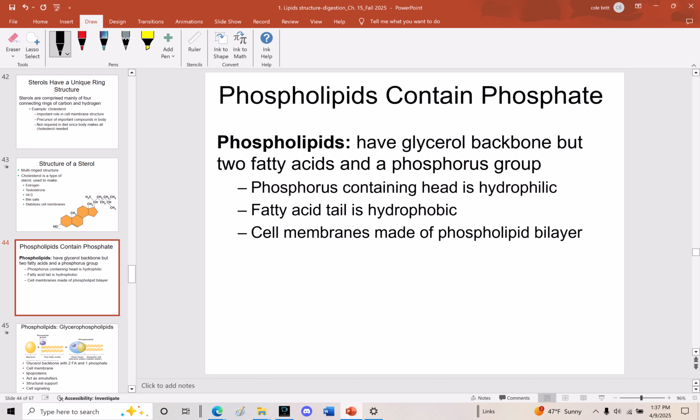But the fatty acid tail is very much hydrophobic. So these 2 fatty acids hanging off of the carbons are very much hydrophobic. And remember, cell membranes have a phospholipid bilayer. Let's look at that. I'm going to show you this real quick, and I'll go back to that slide.